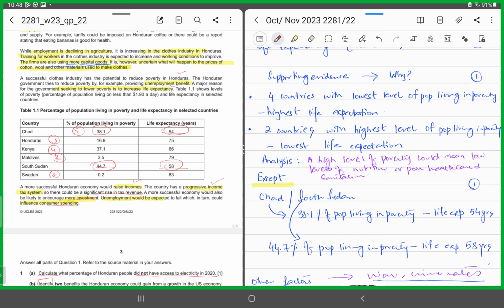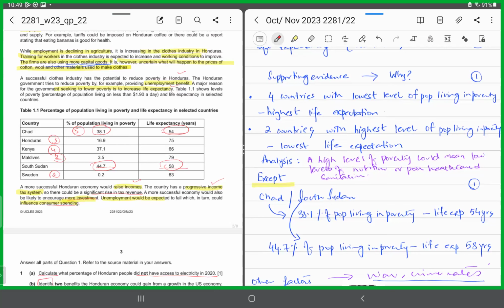And what is the exception? The exception is in Chad and South Sudan. Now, if you look at Chad, the percentage of population living in poverty is 38.1%, and the life expectancy is 54 years. And if you look at South Sudan, the percentage of population living in poverty is 44.7%, and the life expectancy is 58 years.